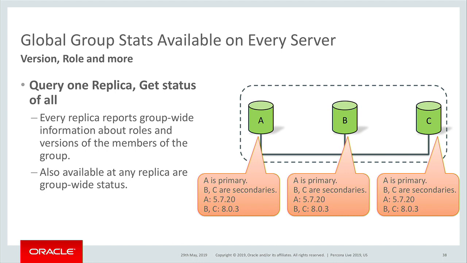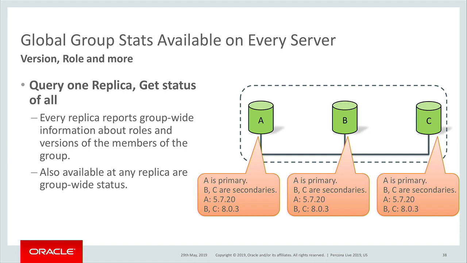Also, more on the monitoring side, we extended the group replication performance schema tables to expose global data, as in you can go to any of these servers and ask, who's the primary in the group and what versions are the servers in the group on? So that you don't go to each and every server in the group and ask them this.